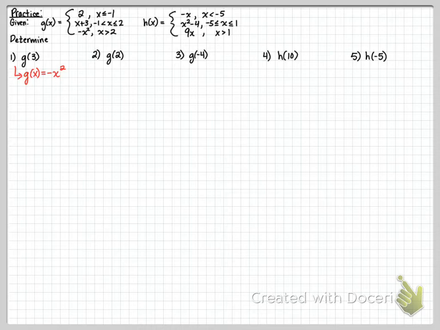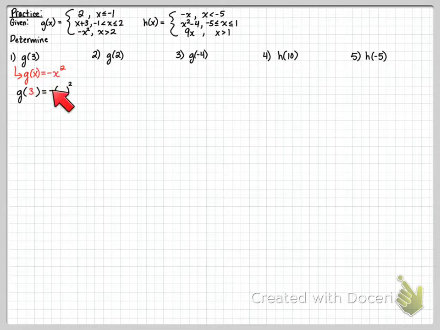So let's take a look here. We're given these two functions, and we're going to evaluate g at 3. So we have to figure out, for the domain restriction, where does x equal 3? Well, 3 is greater than 2, so we're going to use this function right here, g of x equals negative x squared. And so we're going to plug in 3 to our x.